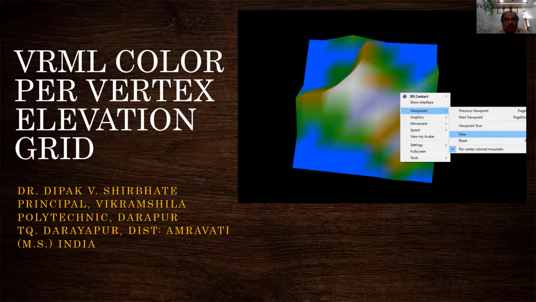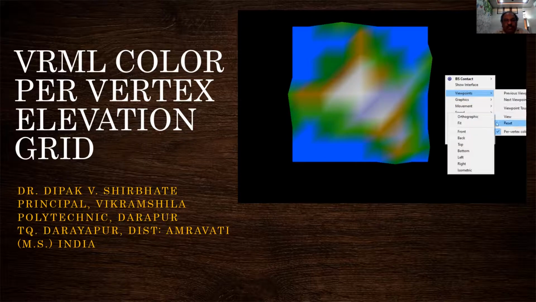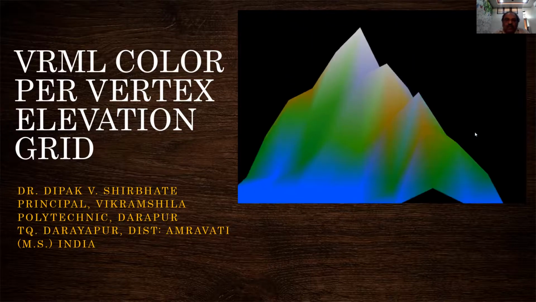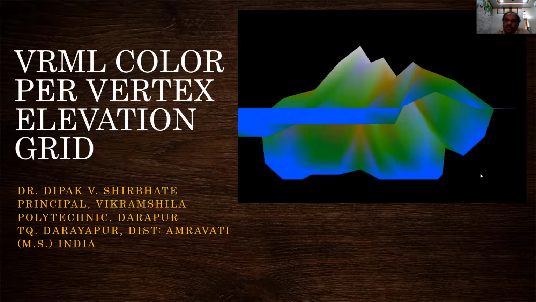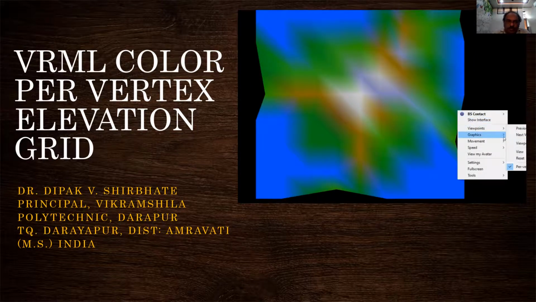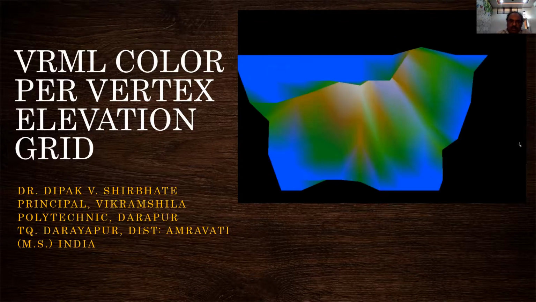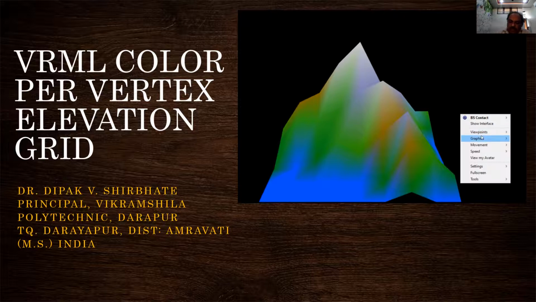Today I'm going to demonstrate VRML color per vertex elevation grid. We have seen the elevation grid. Now how we can apply different colors per vertex in the elevation grid, that we will see in this particular demonstration. So let us start with VRML color per vertex elevation grid.